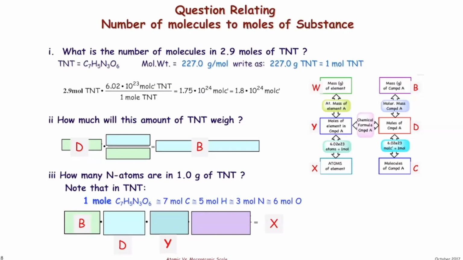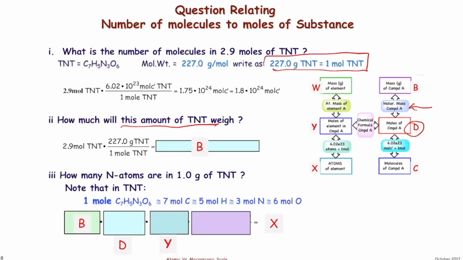Let's take a look at this one right here. We have 2.9 moles of TNT, and we're trying to calculate the mass of TNT. So we start with 2.9 moles of TNT, and then remember we're using the molar mass, which is 227 grams of TNT per 1 mole. 1 mole, 227 grams. You just do the math.